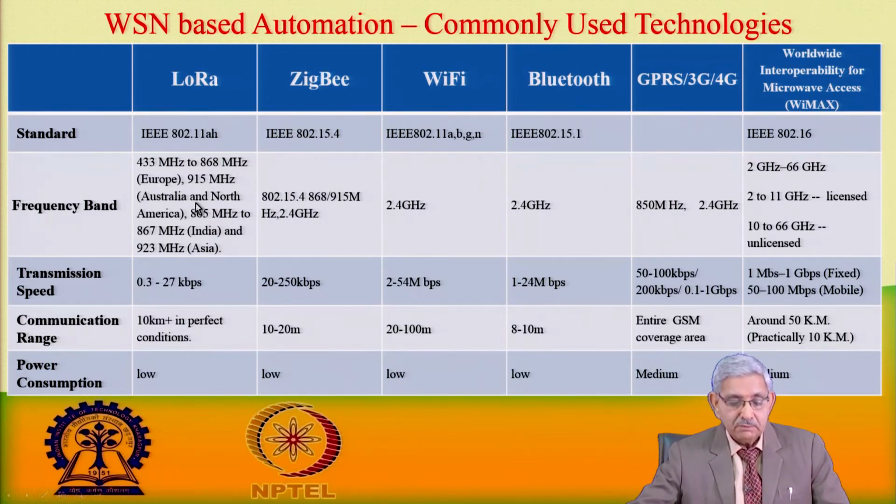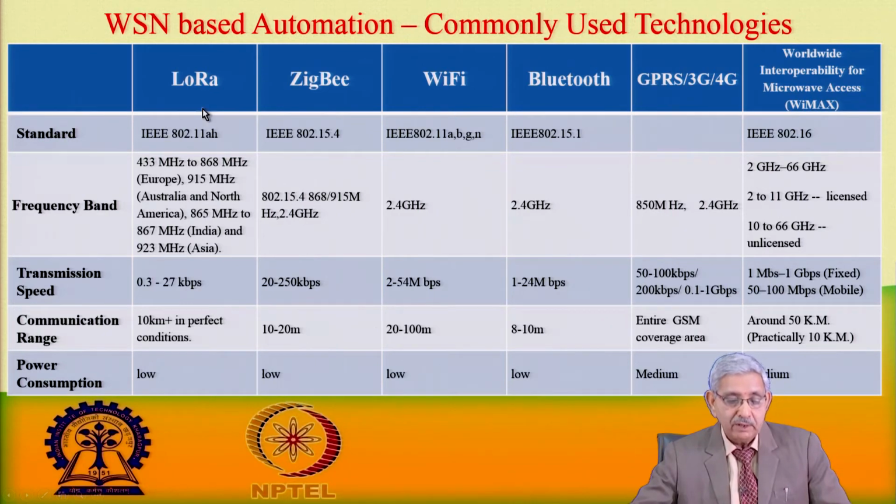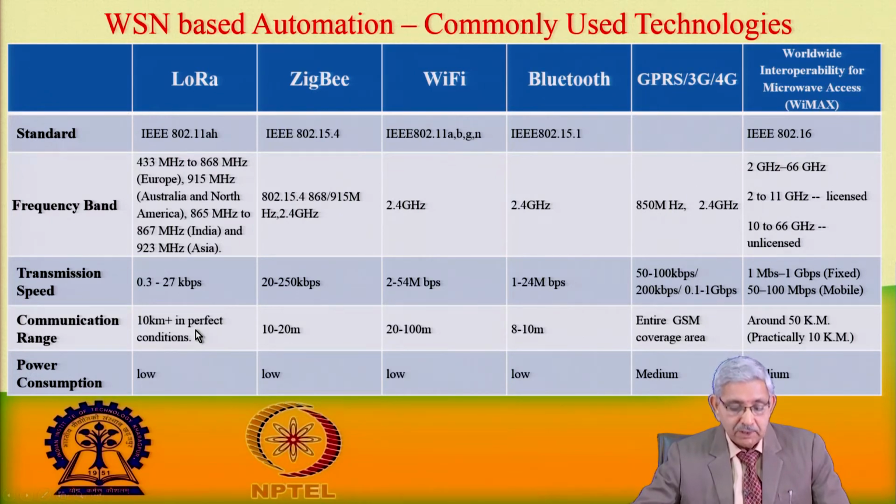And particularly for India, IEEE has specified the frequency band for LoRa between 865 to 867 megahertz. It has a transmission speed of 0.3 to 27 kilobytes per second, and the communication range is 10 kilometers plus in perfect conditions. It requires low power consumption.